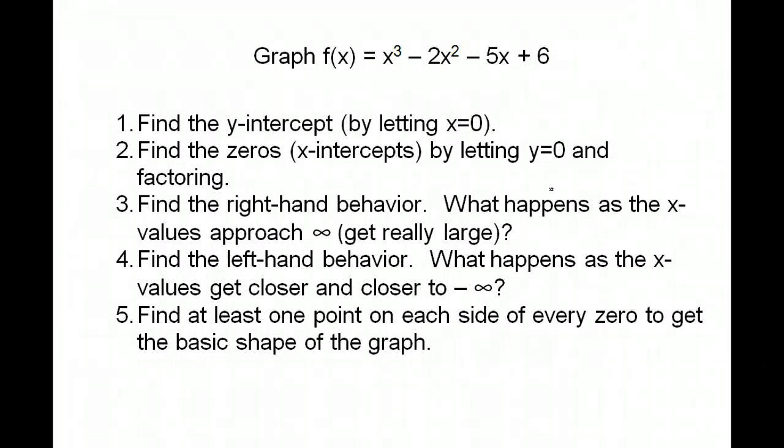We need to find the right-hand behavior, which is to ask what happens as x approaches infinity, which means it gets very large. We need to find the left-hand behavior, which is asking what happens as x gets closer and closer to negative infinity. And then the last thing would be to find at least one point on each side of every zero so that we can get the basic shape of the graph. So let's go through these steps, and you'll see that on step 2, that's where we're going to need to use our synthetic division so that we can factor this.